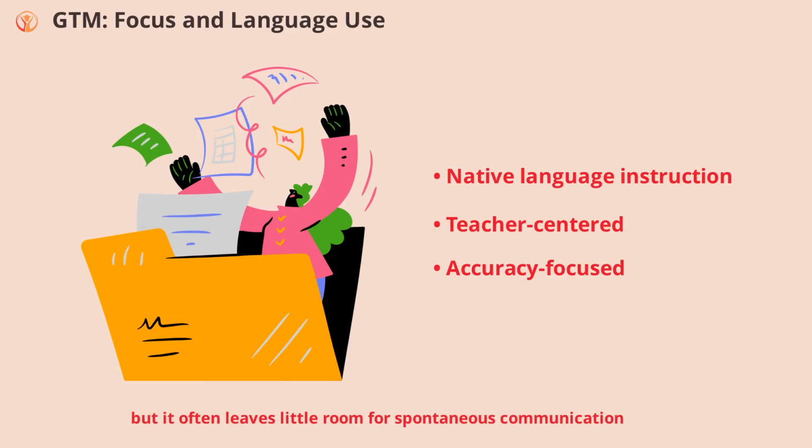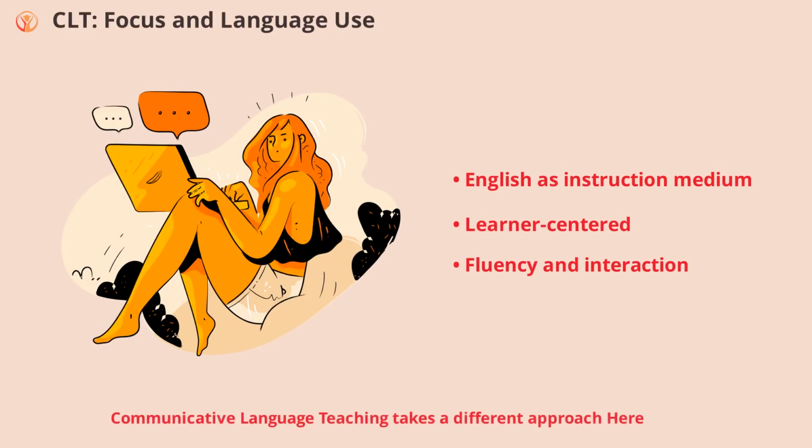for spontaneous communication. Communicative language teaching takes a different approach. Here, English is used as the medium of instruction from the very beginning, even for beginners. The classroom is learner-centered, with students actively participating in discussions and activities. The main goal is to use language meaningfully, focusing on fluency and the ability to communicate in various social contexts. Teachers act as facilitators, guiding students as they practice and experiment with the language in authentic situations.